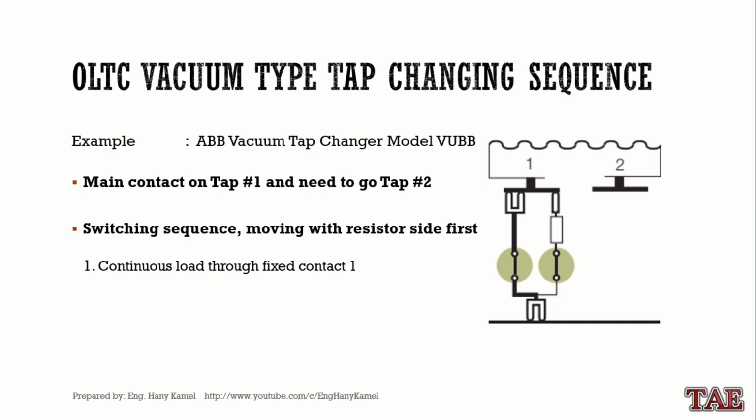Before we study faults inside the tap changer, we need to understand its operation, and here I brought an example of a vacuum tap changer, which uses a vacuum capsule or vacuum switch during current interruption. For example, our tap changer is in the selector switch at tap number 1, and we need to move to tap number 2. The current is now going through tap number 1 through the main contact.